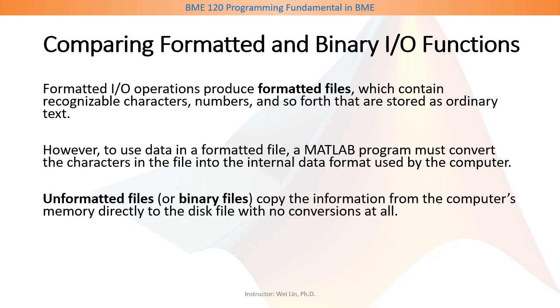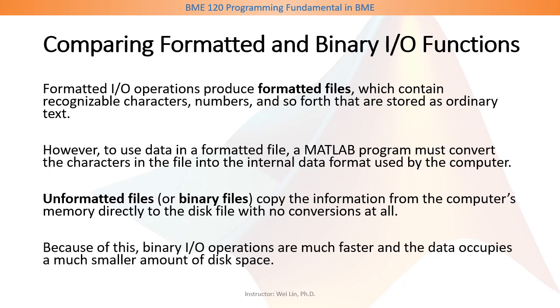Unformatted files are usually called binary files. They copy the information from the computer's memory directly to the disk. So there are no conversions at all, so it is much more efficient than the formatted file. Because of this, binary operations are much faster and the data occupies a much smaller amount of disk space.